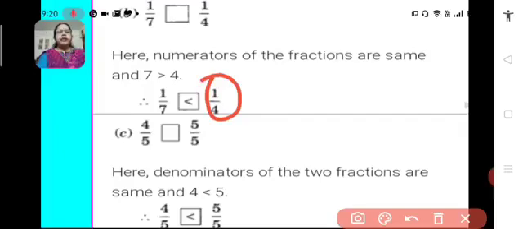See, 4 upon 5 and 5 upon 5. The two fractions have the same denominator. Then we compare the numerators, and the fraction 5 upon 5 will be greater than 4 upon 5. Otherwise also, 5 upon 5 will be equal to 1. So 1 is greater than 4 upon 5.